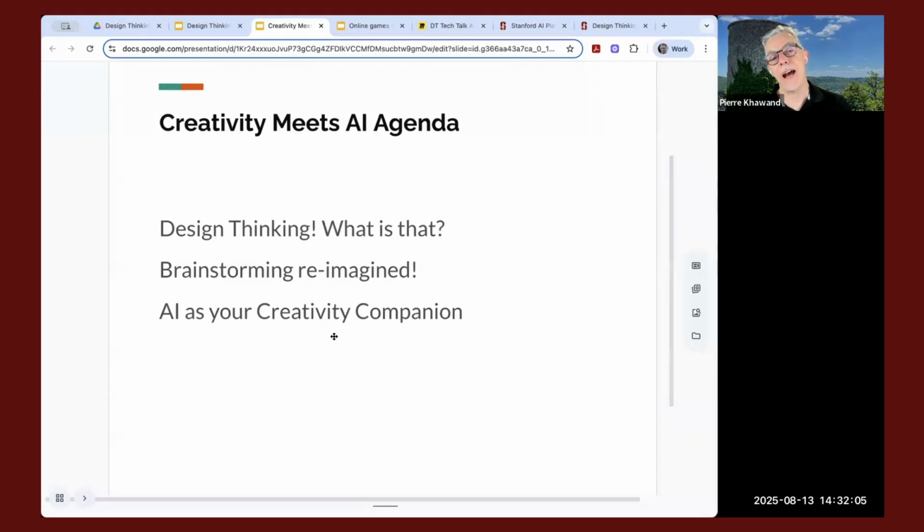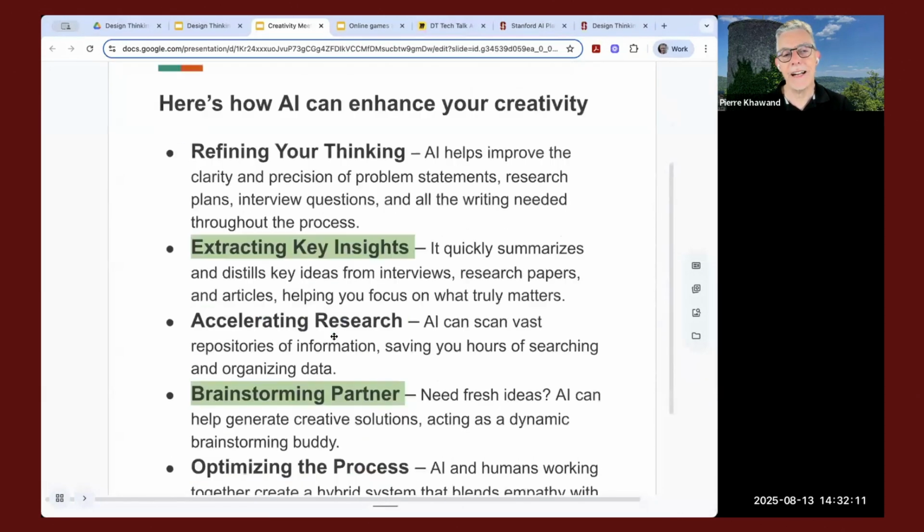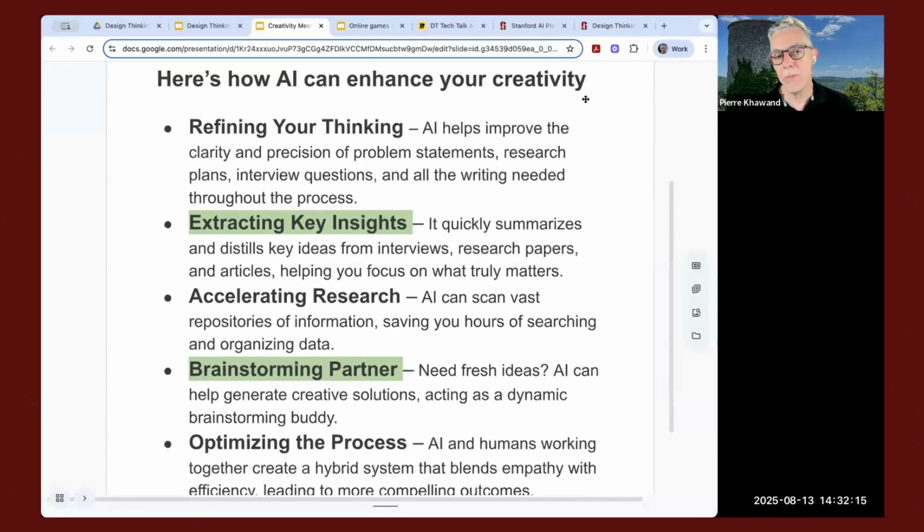So how can AI be our creativity companion throughout? And talking about AI, there are so many ways in which it can complement the creativity process. So these are the ways that I typically highlight. Now, in today's session, obviously in the short session, I'll probably demonstrate those couple areas I highlighted, like how do we extract key insights? How do we use AI as our brainstorming partner?